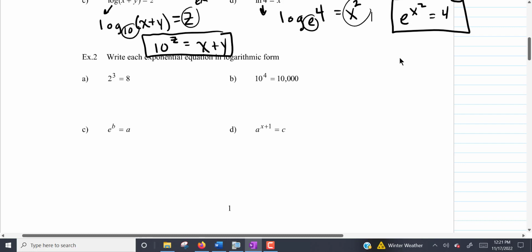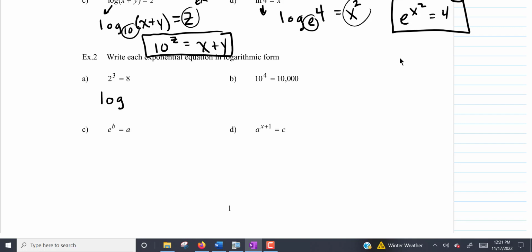These things right here on example 2, these are all exponential equations. We want to change this to log. So it's just a matter of knowing where the numbers go. On part A, the base is 2, so you would say log base 2. Make sure you write that 2 as a subscript. The exponent is what you're equal to, and then 8 is what you're taking the log of. So it's just doing what I just showed you in reverse.